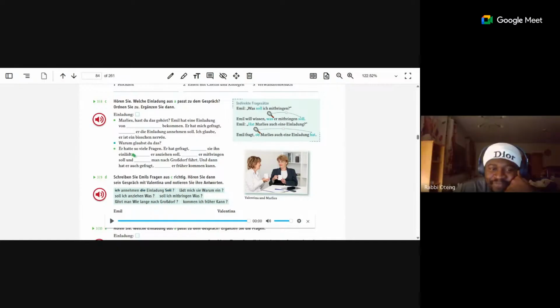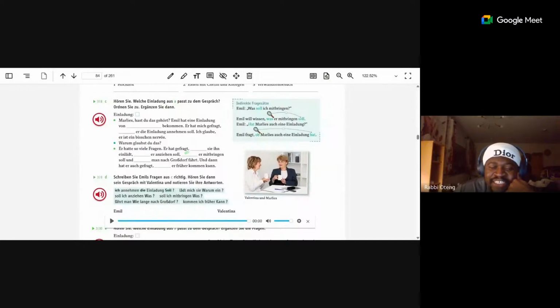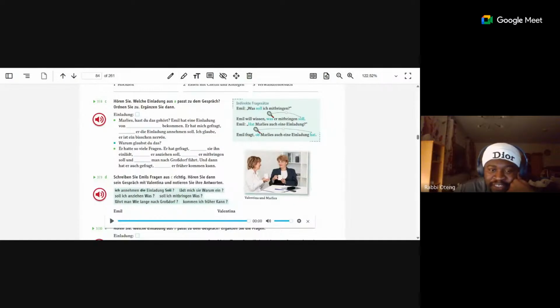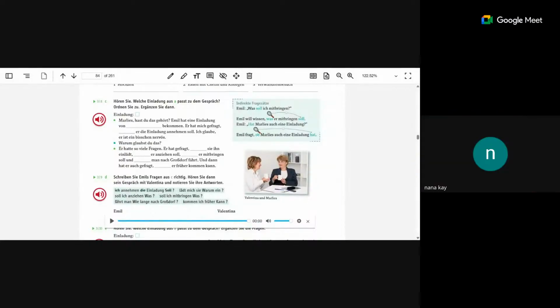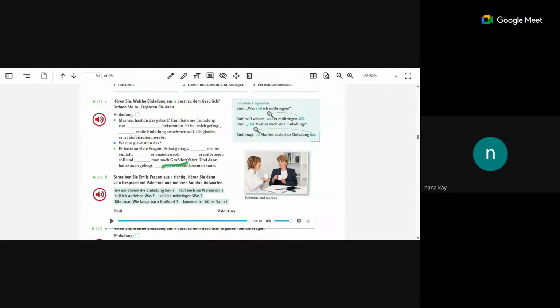"Was er mitbringen soll und wann man nach Großdorf fährt." Wann, ja, when. When one is driving to Großdorf.